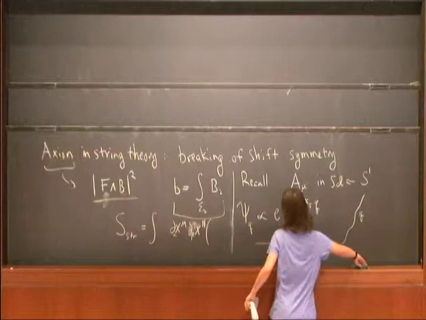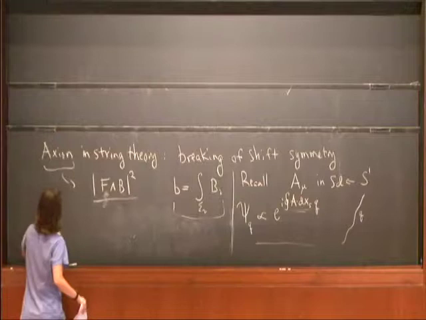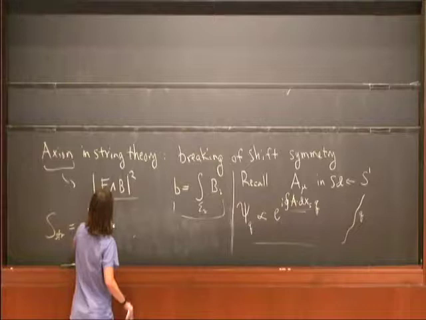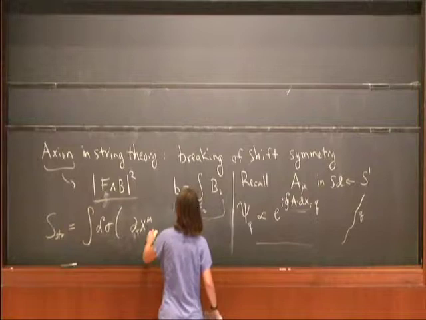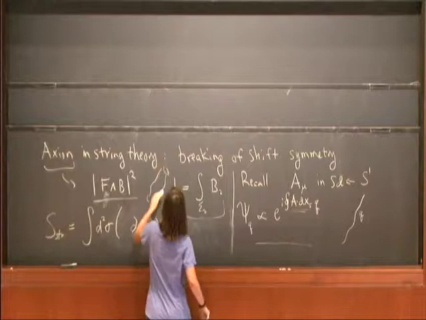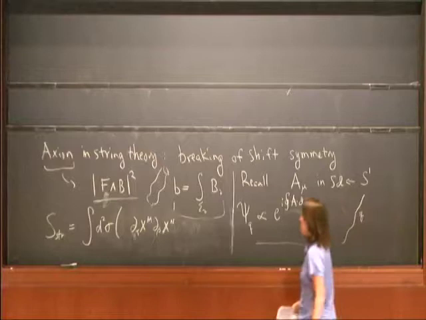Let me back up and write this clearly. So the string action, for similar reasons to what we just said about the particle, has a structure as follows. We have a string moving in some directions that we parameterize by some coordinates x^m. And we have a two-dimensional so-called world sheet that's the analog of the line that a particle goes along, for a string. It's extended. And that's these alpha coordinates, or these sigma^alpha coordinates.